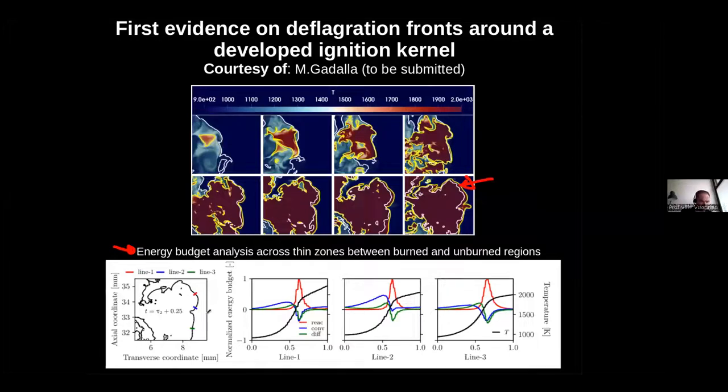So three sampling lines, lines 1, 2, and 3, here, here, and here, normal to the flame front. And we look at the energy budget, reaction, convection, and diffusion terms, and you see that these are roughly in the same order of magnitude, especially the diffusion and reaction terms. So we conclude that this is the first sign of deflagration fronts emerging in dual fuel spray assisted combustion. Anyway, more analysis will be found in the full manuscript when it is published someday.